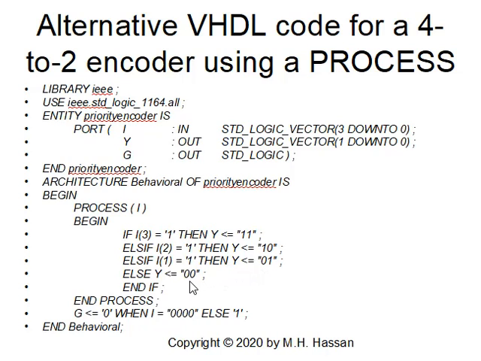Else, Y will be 0, 0. And in the process again, I will assign G to be 0 when the input I is 0, 0, 0, 0, else G will be 1. So G equal to 1 indicates an active input, an active output, and I will end the behavioral, which is the name of the architecture. And by this, I used a process to design a 4 to 2 priority encoder. Of course, you can expand this easily by changing the vector to any other size encoder if you want to.